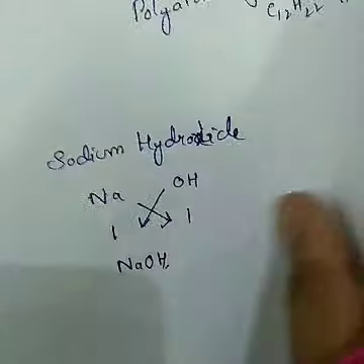If I tell you to write the formula of magnesium chloride, write the name magnesium chloride. Magnesium is Mg, chloride is chlorine. Check the valency: magnesium is 2+, chlorine is 1-. If you want to write the charges, write them; otherwise, no problem. Now the 1 will go with magnesium and the 2 will go with chlorine. So MgCl2, the 2 has to be written at the bottom.